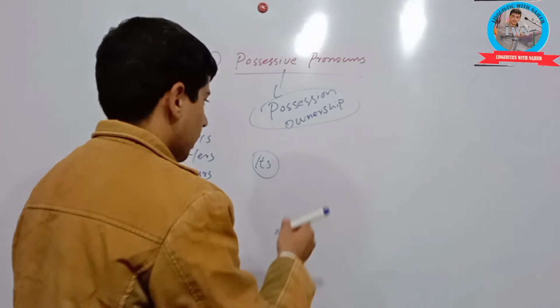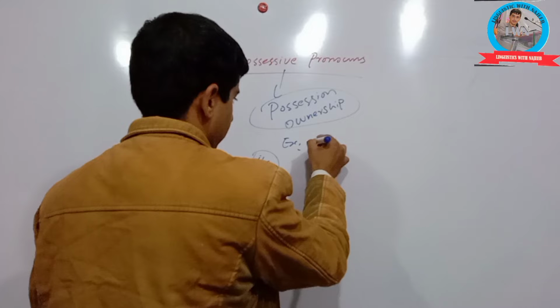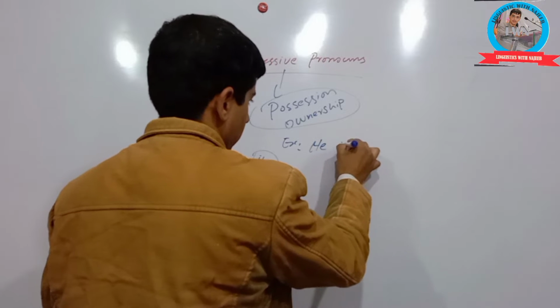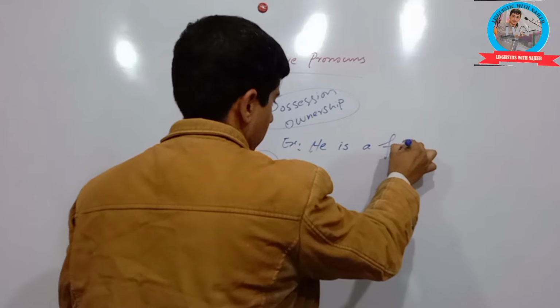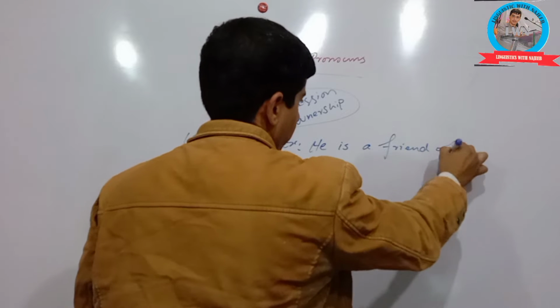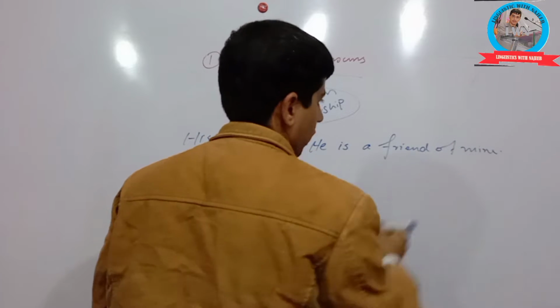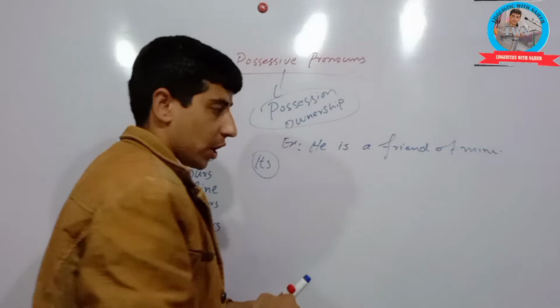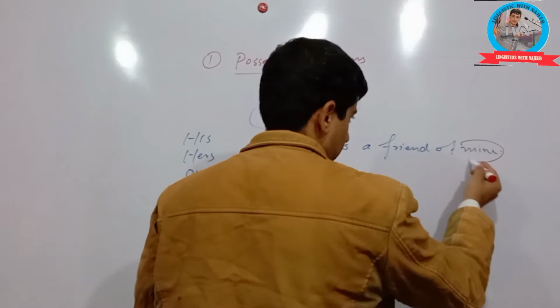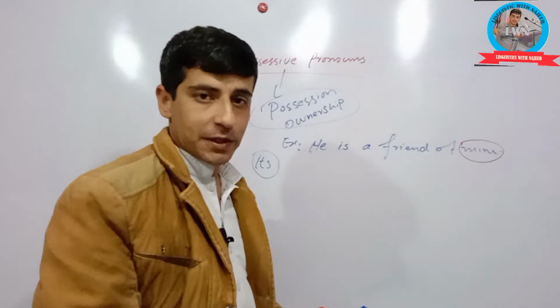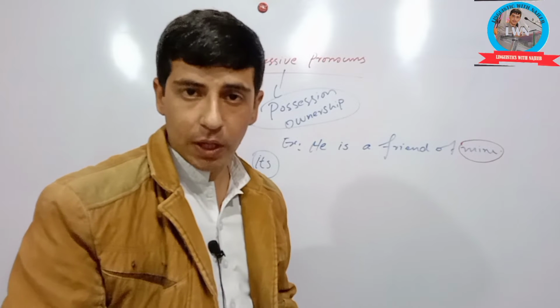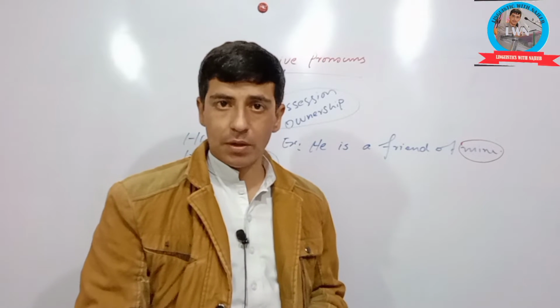For example, he is a friend of mine. So right here, he's a friend of mine. Right there, mine is called the possessive pronoun because it shows the position.